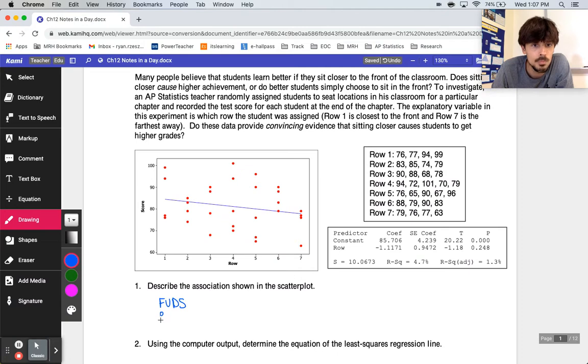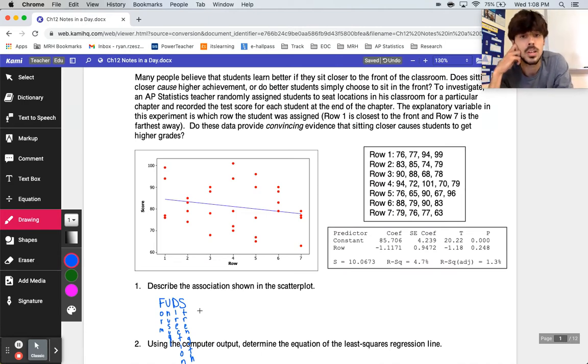F stands for form. And when we talk about form, we're talking about linear versus nonlinear. U stood for unusual points. So unusual points being sometimes outliers, but also those high leverage points are things that are just different than the rest of it. D stands for direction, positive versus negative. And S is going to stand for the strength. Whether it's strong, moderate, moderately strong, weak, whatever it may be, or no correlation at all.